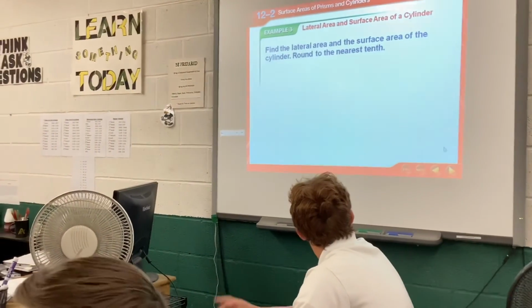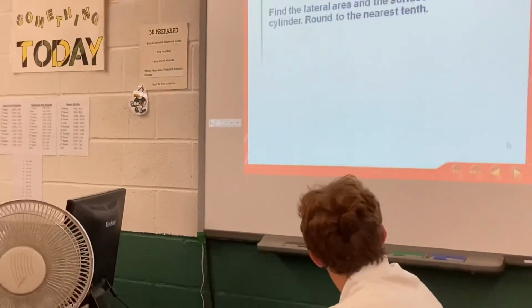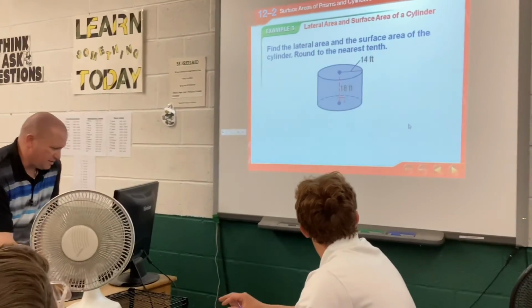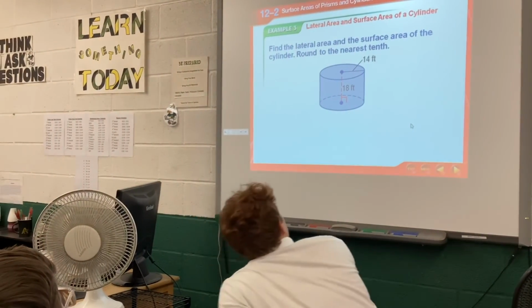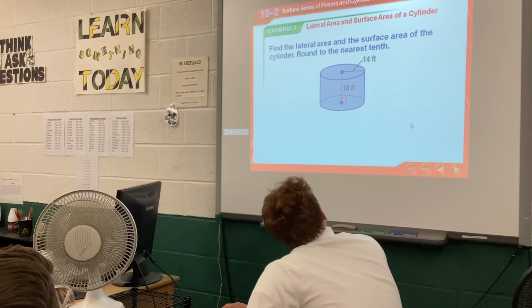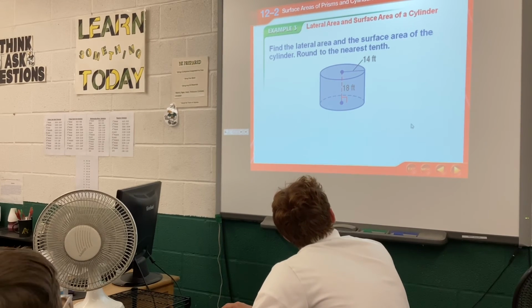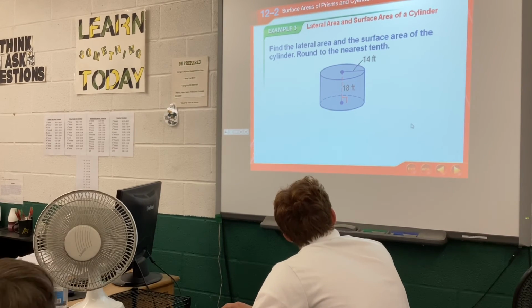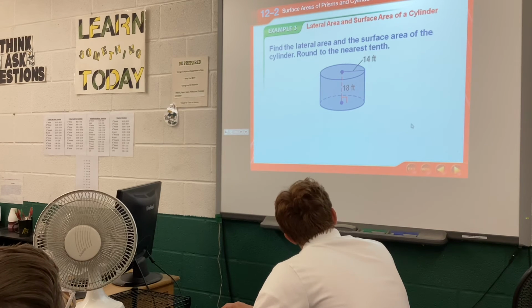Find the lateral area and the surface area of the cylinder. Round to the nearest tenth. There's a shape. Everybody agree it's a cylinder? Right? It's got a circle on the top and one on the bottom, so we call it a cylinder instead of a prism. Okay, so. Say it one more time.